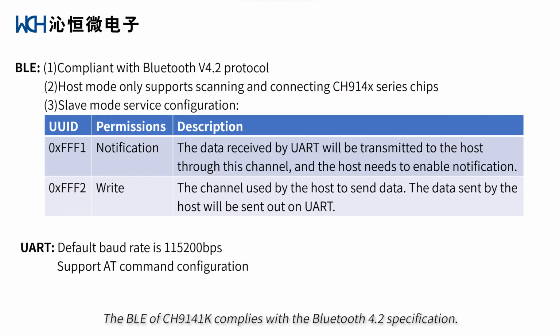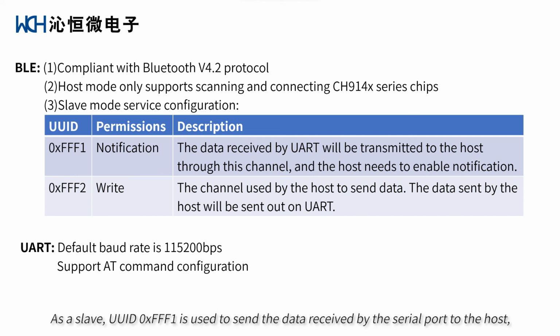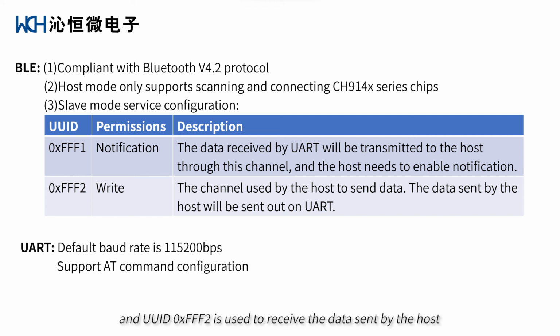The BLE of CH9141K complies with the Bluetooth 4.2 specification. As a host, it can only scan and connect to CH9141X series chips. As a slave, UUID hexadecimal FFF1 is used to send the data received by the serial ports to the host, and UUID hexadecimal FFF2 is used to receive the data sent by the host and send it out through the serial port. The default baud rate of the serial port is 115,200 bits per second, and it provides a variety of AT command configuration functions.